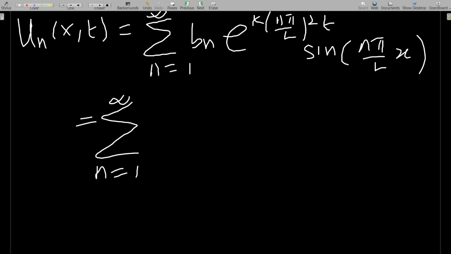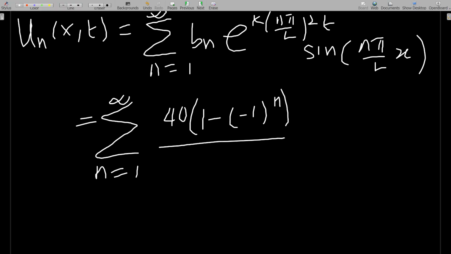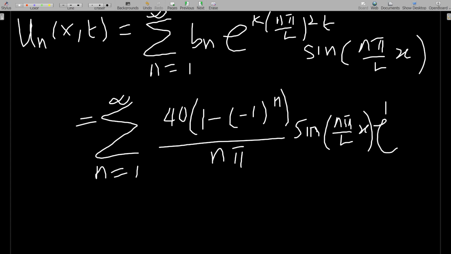Now bn is giving us 40 times 1 minus negative 1 to the power n, all over n pi. Then we have, let's start writing the sine first, sine of n pi over l x, then e to the power of k n pi over l squared, then t. And this is our solution. I hope you understand.